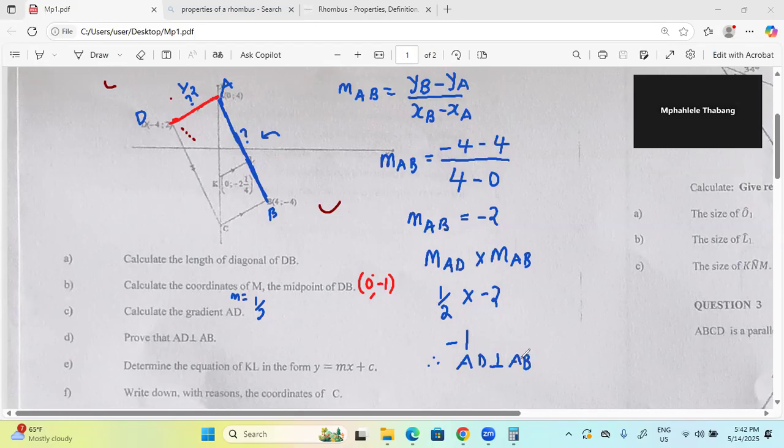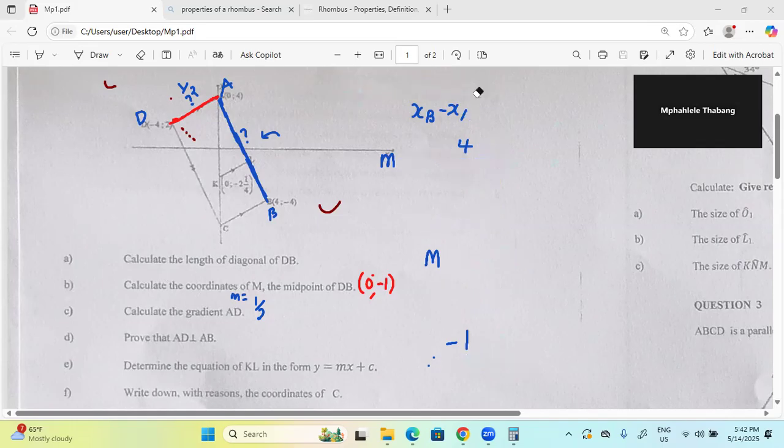Okay, now let me go to E. Determine the equation of KL in the form y equals mx plus c. To find the equation of the line KL, let me show that line KL with a red color. This is the line KL. There is K here, there is L here. I want to know the equation of this line KL, so I need to know the gradient of the line KL.